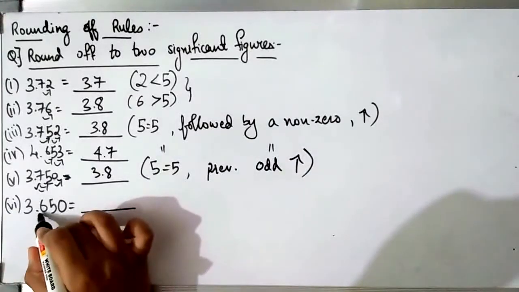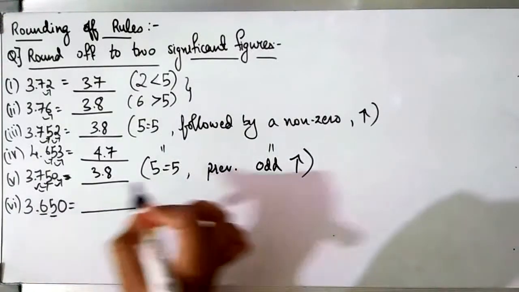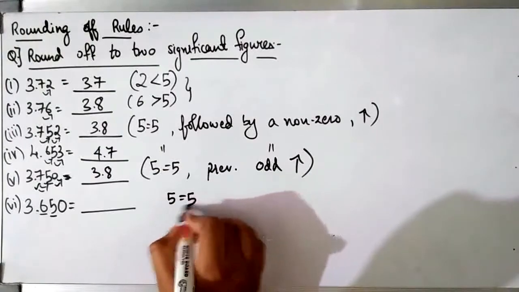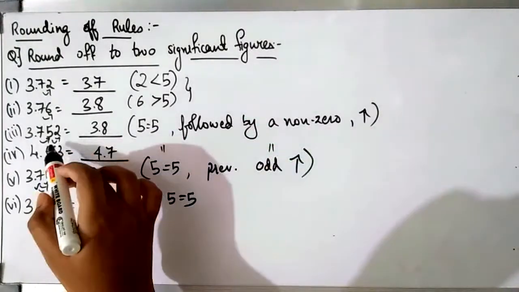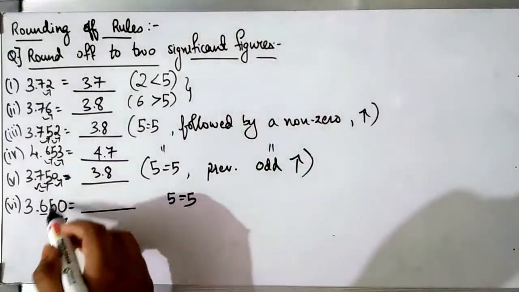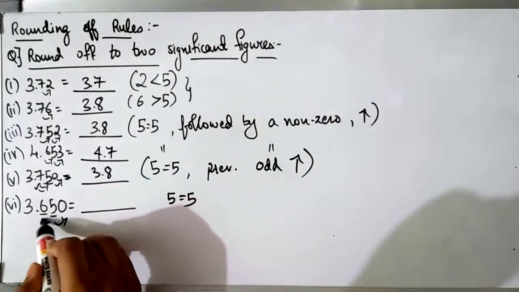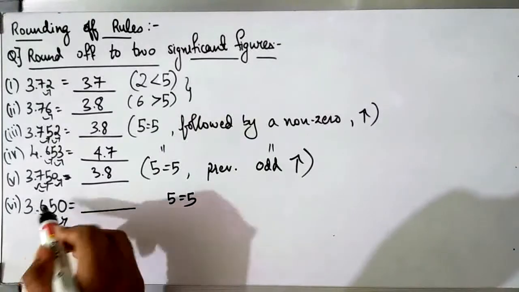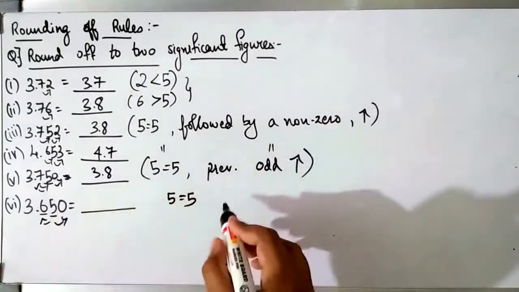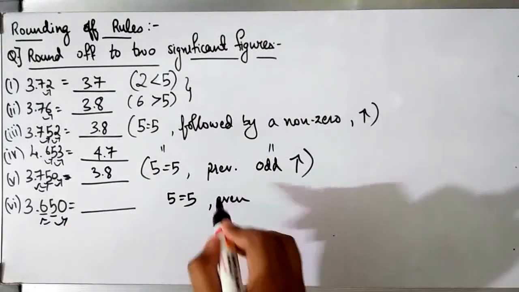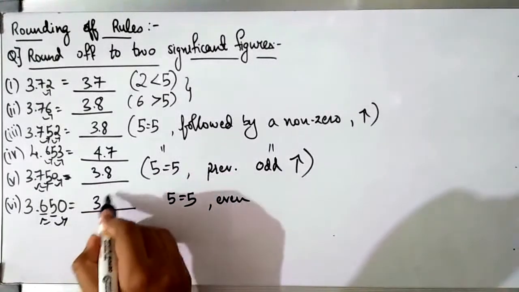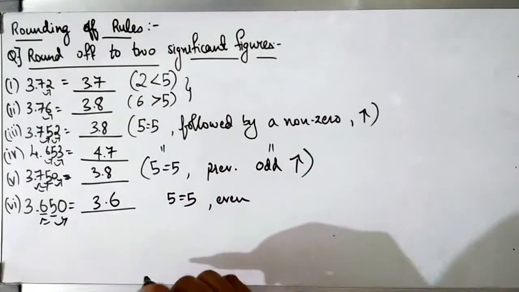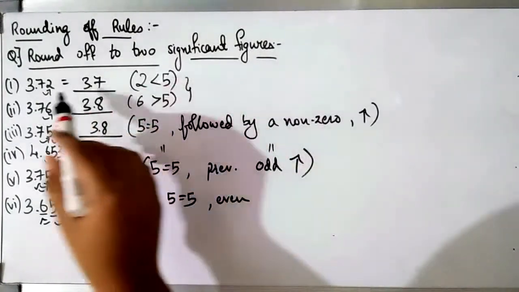Here you can see again we have got number 6, then we have followed it by 5, so 5 is equal to 5. But if we see the next number, it is a 0. Whenever we have got a non-zero, we increased it, but whenever we get a 0, we are going to check the previous one. The previous number is 6, and 6 is an even number. So whenever we get an even number, that time we are going to let it remain as it is, and this will remain 3.6 only. So I'll just revise once again.